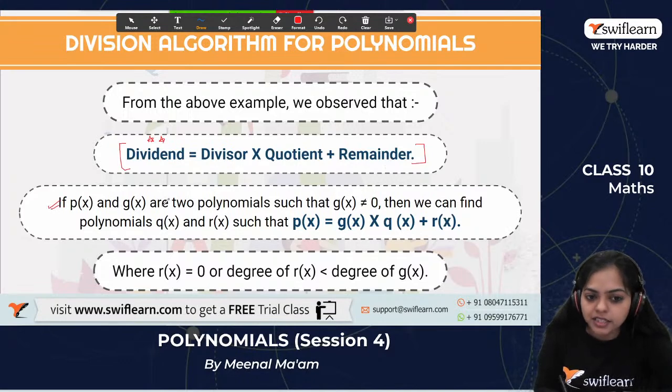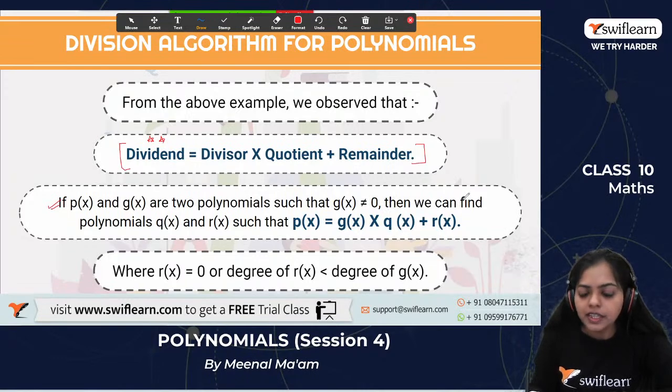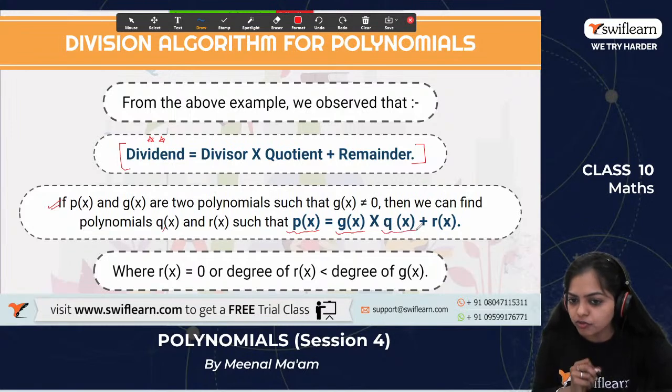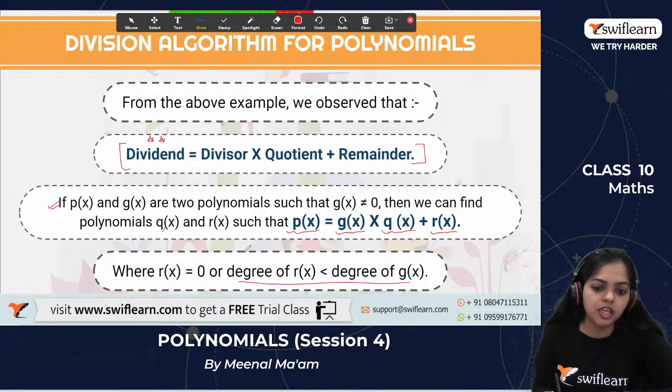If p(x) and g(x) are two polynomials such that g(x) is not equal to 0, then we can find polynomial q(x), that is the quotient polynomial, and the remainder polynomial like this. p(x) is what? Dividend. It is equal to what? Divisor, which is also in the form of a polynomial, into quotient, that is q(x), which is also a polynomial, plus r(x). Alright, where r(x) equals 0 or degree of r(x) should always be less than the degree of g(x). Keep this thing in mind.